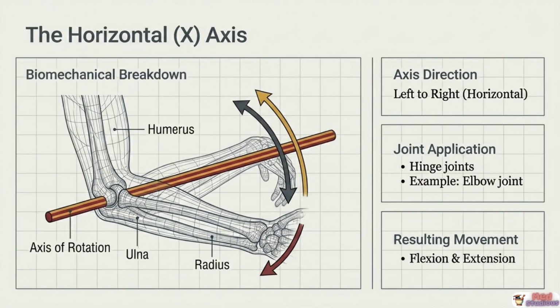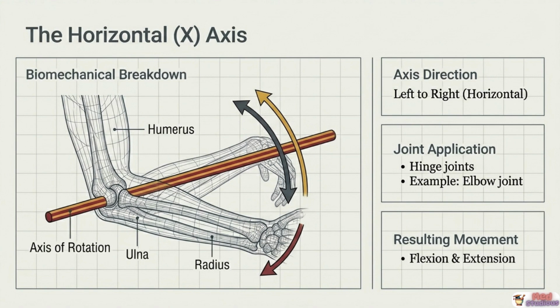Now we shift from planes to axes, the lines around which the body moves. The first is the horizontal axis, also called the x-axis, and it runs from left to right across the body. This axis is formed at the intersection of the coronal plane and the transverse plane. To visualize it, imagine a rod running horizontally through a joint from one side of the body to the other.